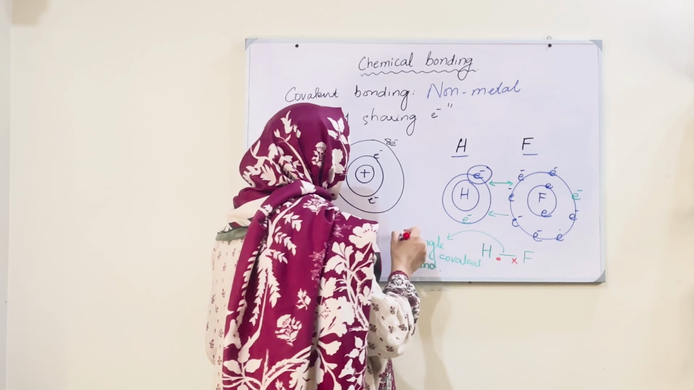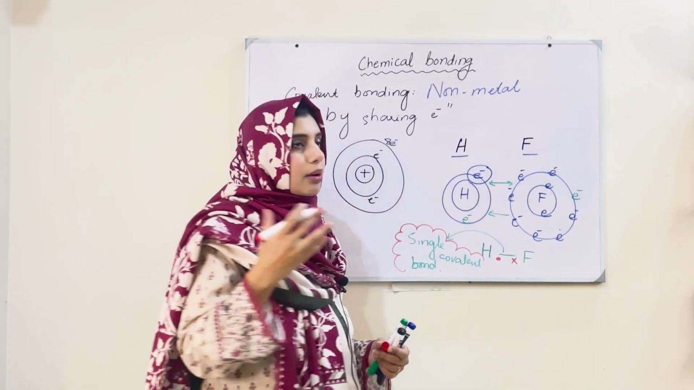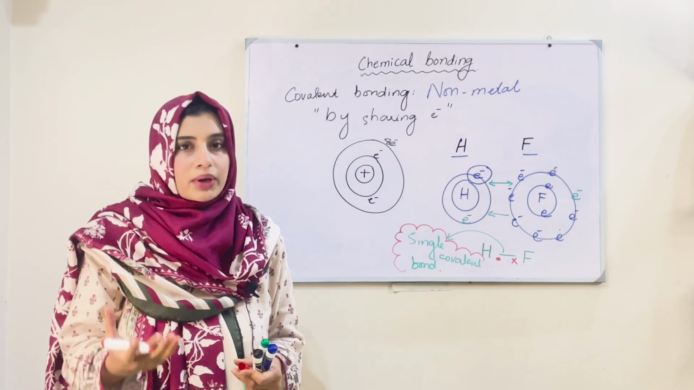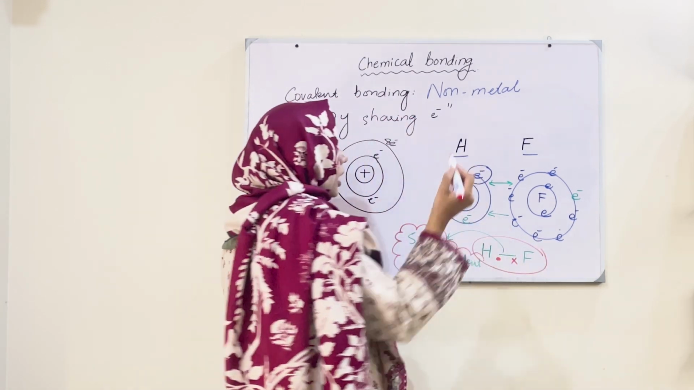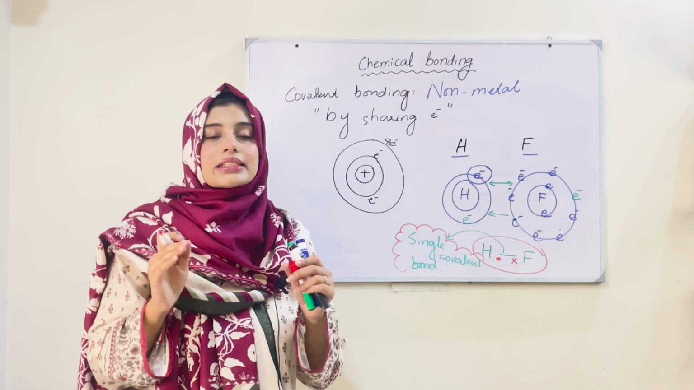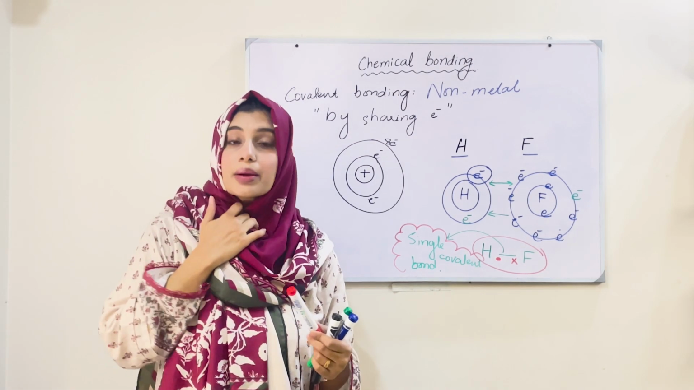Now, what is the chemistry of a single covalent bond? What is a double covalent bond? What is a triple covalent bond? What is this structure that I drew and how to write it? This is the detail that I am going to give you, because this topic is very important.